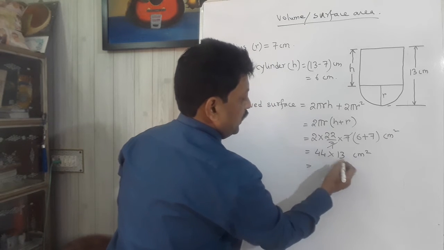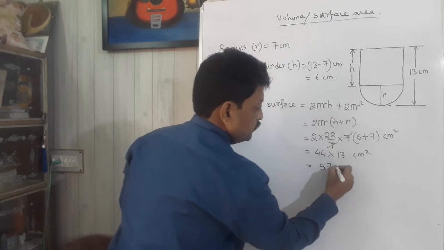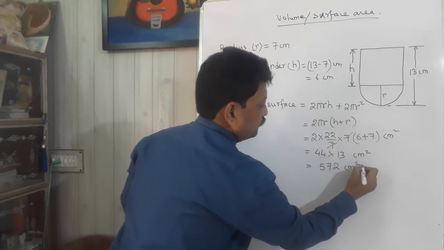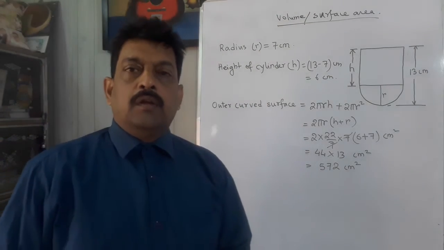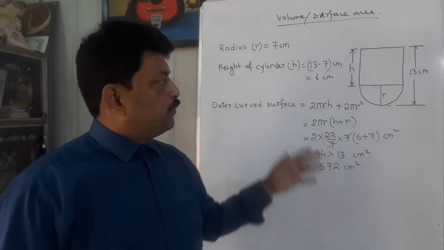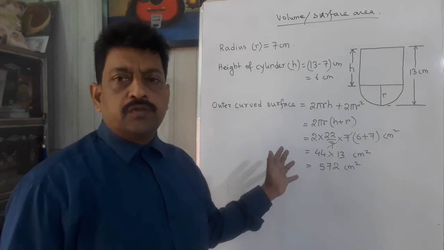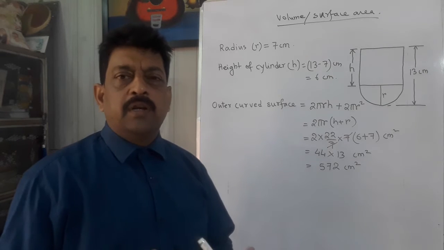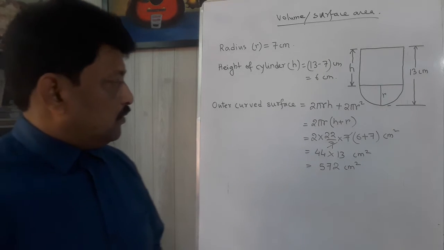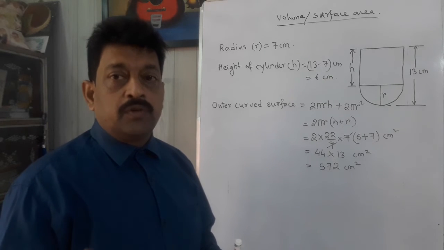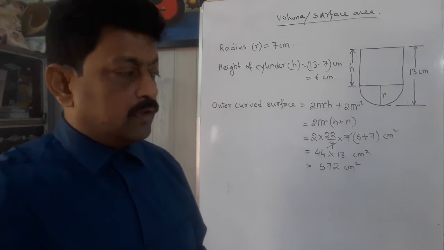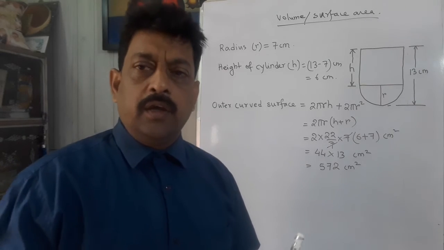So it is 572 centimeter square. Understood? So students, I hope you have understood this. That was a very simple type, easy type sum. Now I am giving you information of some more type of solid, like cone. Okay.